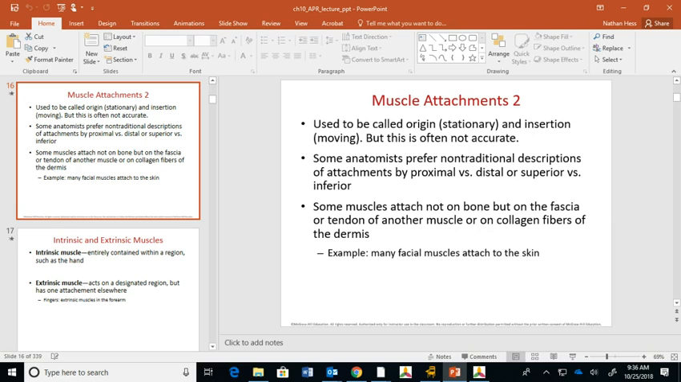So let's take your biceps, for example. When my biceps contracts, the origin is up here in my glenoid as well as on my coracoid process, and it attaches onto the radial tuberosity of my radius. When the insertion moves toward the origin, what happens to my arm? It flexes. But the difficulty is there are sometimes that the origin can move toward the insertion.